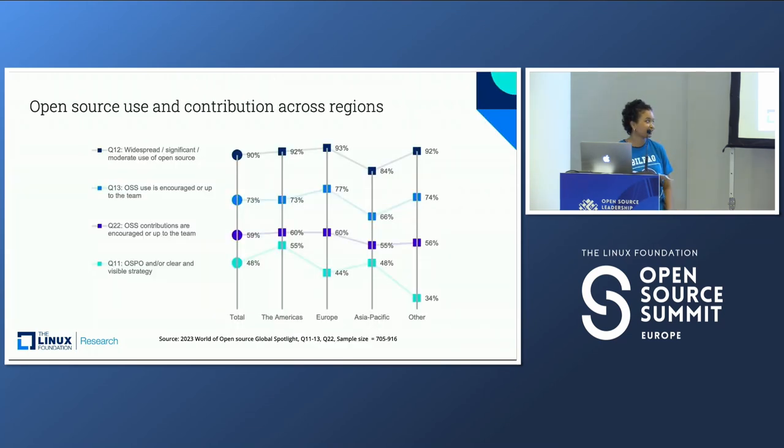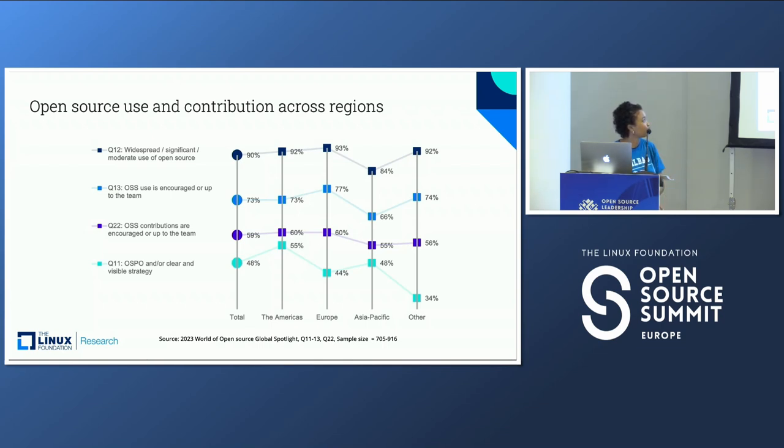I think another chart that nicely illustrates the difference between consumption and contribution is this chart, where each of the lines is showing a region. So first it's the total, then the Americas, then Europe, Asia Pacific, and then the other regions lumped together. Four questions are shown in this graph. The first one is whether open source is used within the organization, and the percentage shows the amount of organizations that say they have widespread or significant or moderate use of open source. So that's around the 90% range, as I think all of us were thinking, and it's nice to see confirmed.